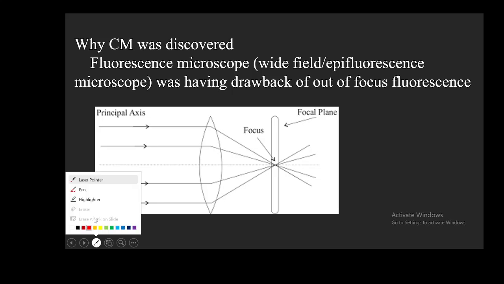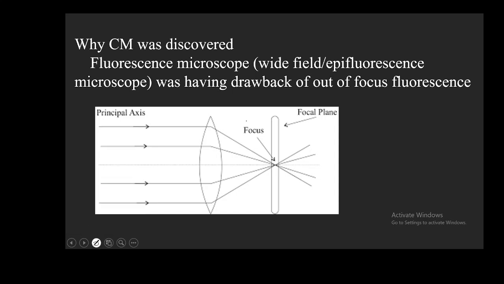So for example, anything above this focal plane or anything below this focal plane is considered the out of focus image. It means the image is not focused and it is going to be a blurred image. This is known as the out of focus image because it is not being produced at the focal plane.